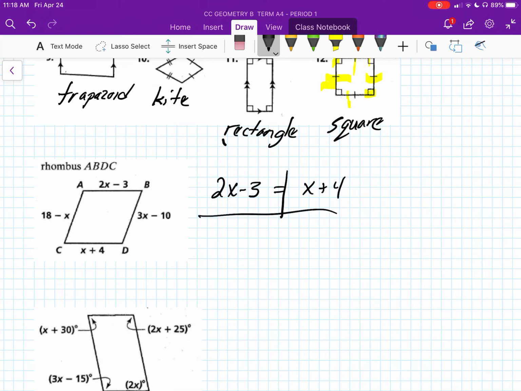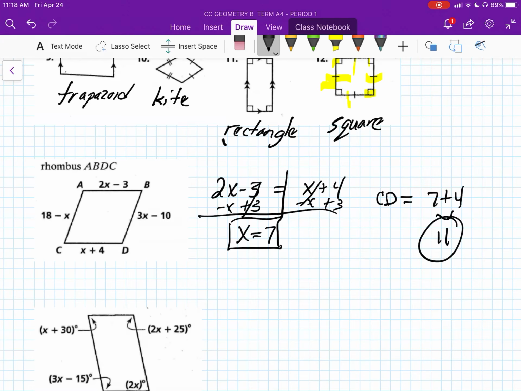Do a little bit of algebra. I'm going to subtract x. I'm going to add 3. Cancel, cancel. And we get x equals 7. Okay. So if we wanted to know the length of a side in this rhombus, the easiest side to solve for here would be CD. And CD is going to be 7 plus 4, which is 11. So all the sides in this rhombus must be 11. And we could check it. 7 times 3 is 21, minus 10 is 11. But all the sides will come out to be 11.